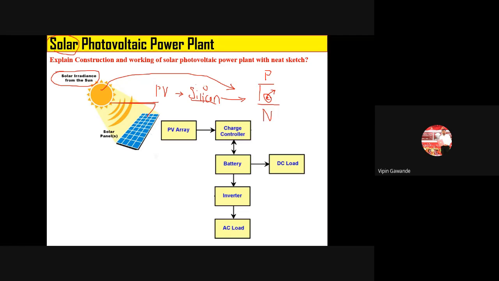So it moves to the P side. Okay, this is the positive side and this is what? The negative side. Okay, so it moves to the P junction. The solar light is continuously falling on this PV panel and there is a generation of electrons. A large number of electrons is generated and then those electrons move inside this PV panel.